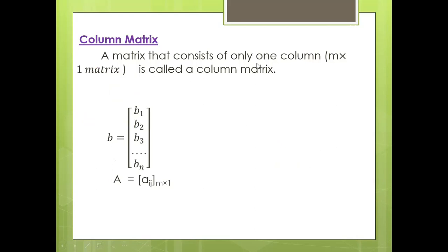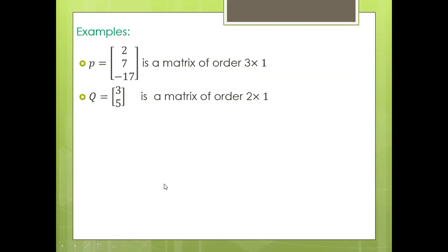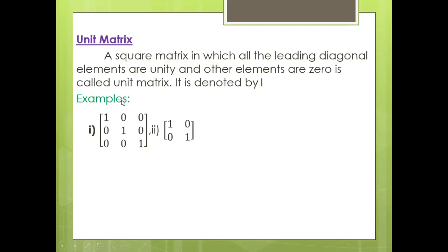A matrix that contains only one column, m cross 1, is called a column matrix. Here B equal to B1, B2, B3, up to Bn, A equal to Aij, m cross 1. These are some examples of column matrix. Here 3 rows, 1 column. Here 2 rows, 1 column.